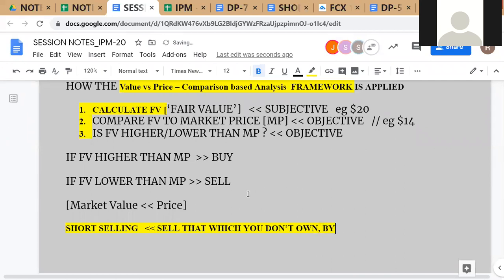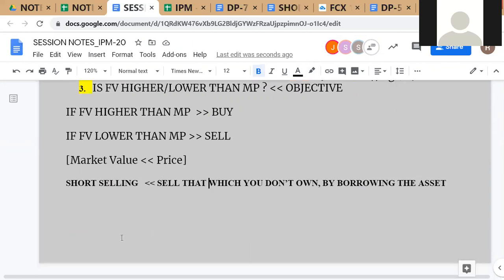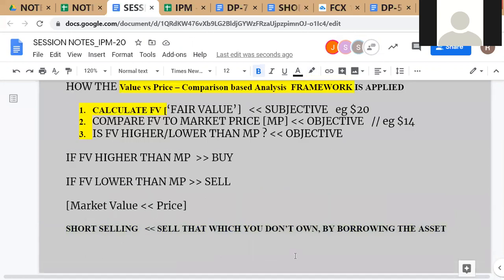And how do you do it? By borrowing the asset. I'm using the general term asset. In this particular project, you're dealing with stocks. So you're talking about borrowing the share, borrowing the stock. So I'm 1 minute over. If you go back to the screener, you will see that one of the criteria that I used was optionable and shortable. So all stocks cannot be shorted. There needs to be enough stock available for borrowing in order to short it. So short selling is basically selling that which you don't own by borrowing the asset.